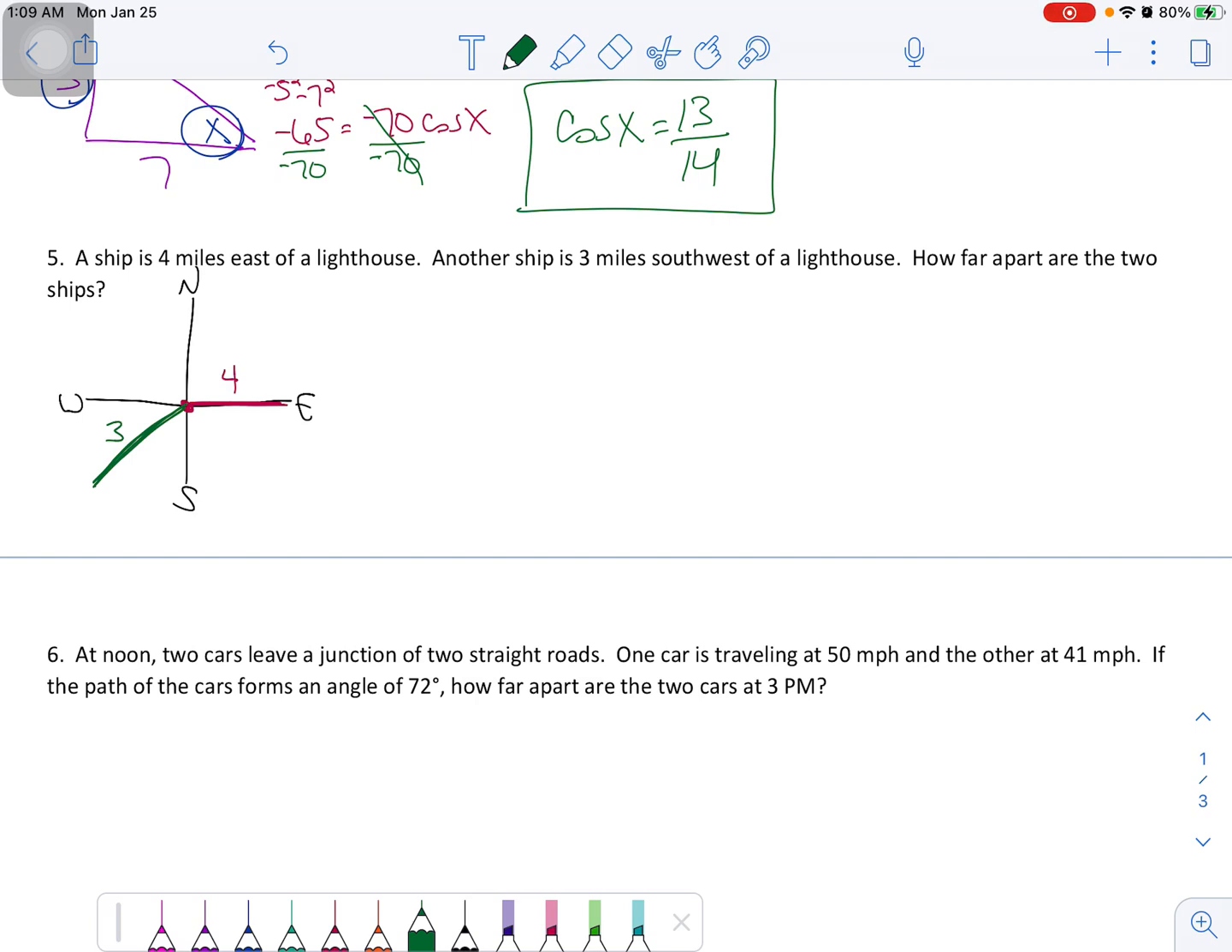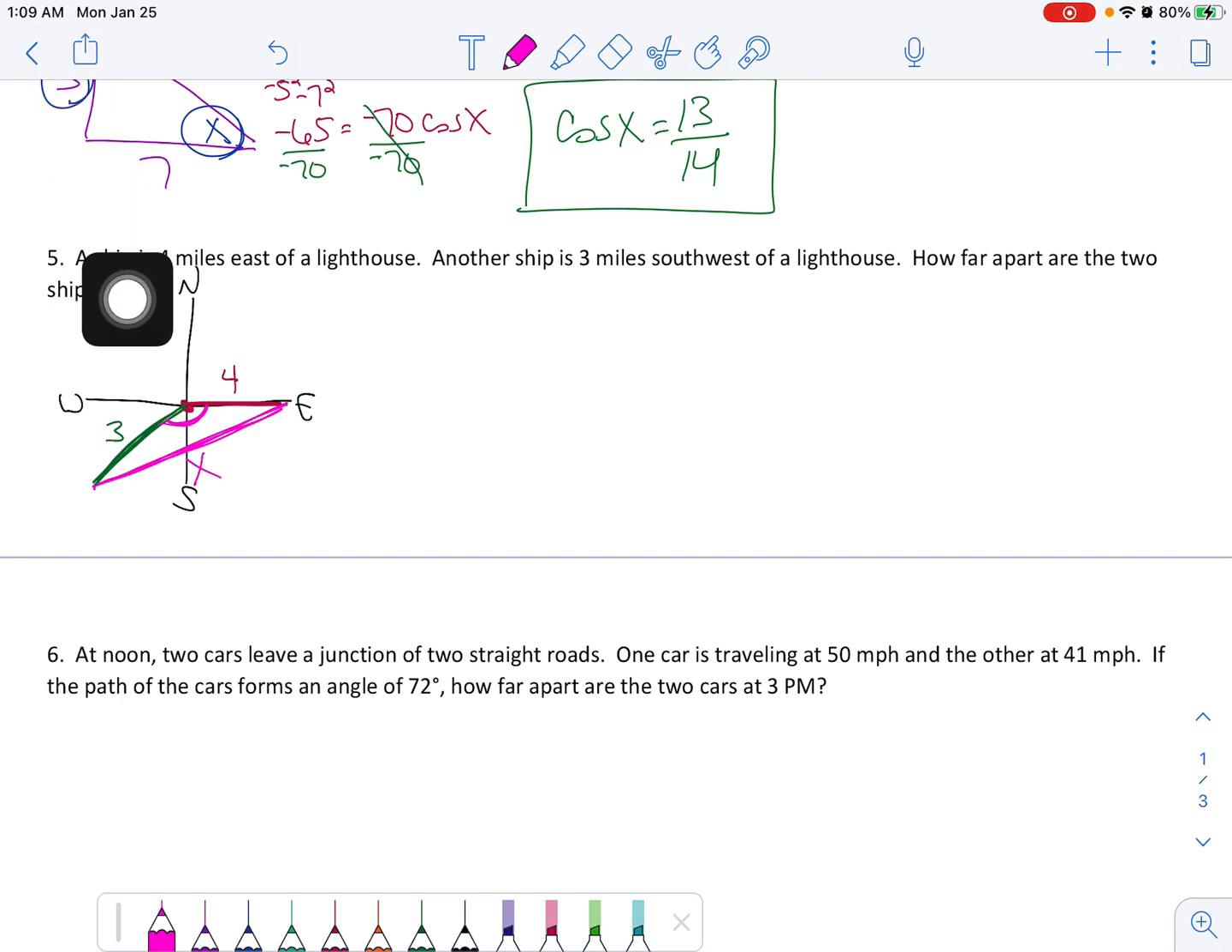Okay. Now I am asking you to figure out how far apart those two ships are. And when we figure out distance, it's always a straight line between them. Okay. Now, what we're going to need is this angle.